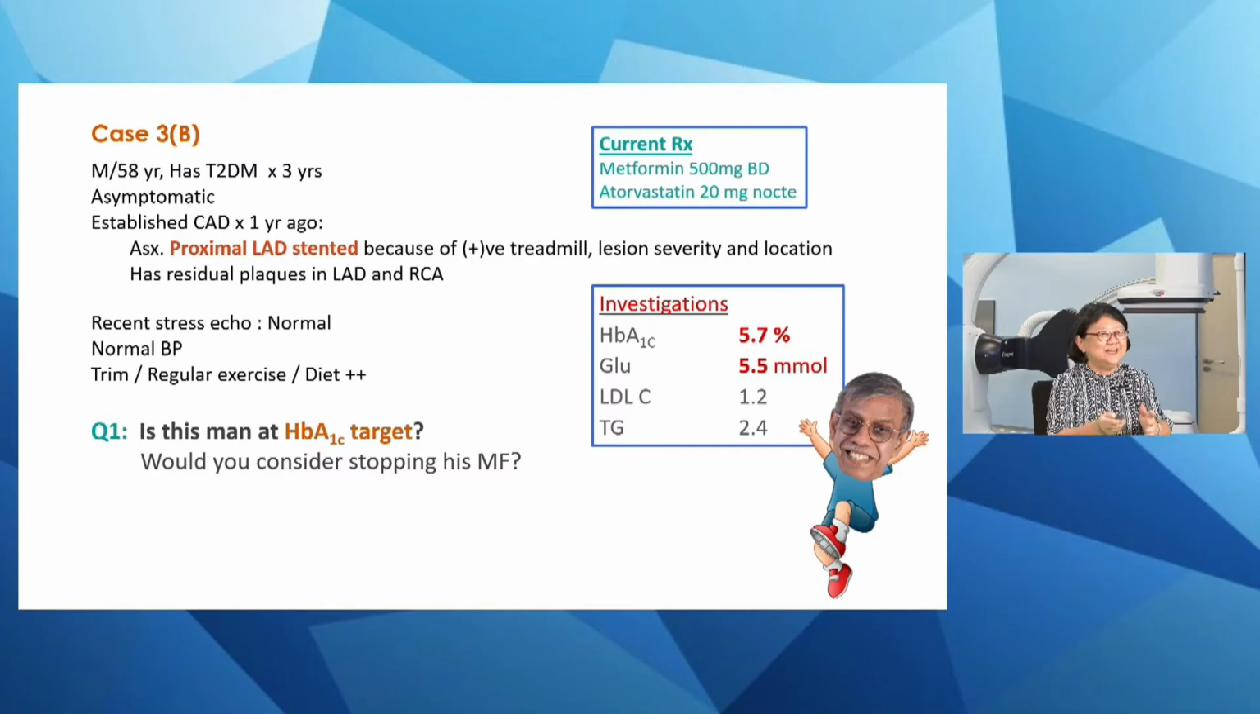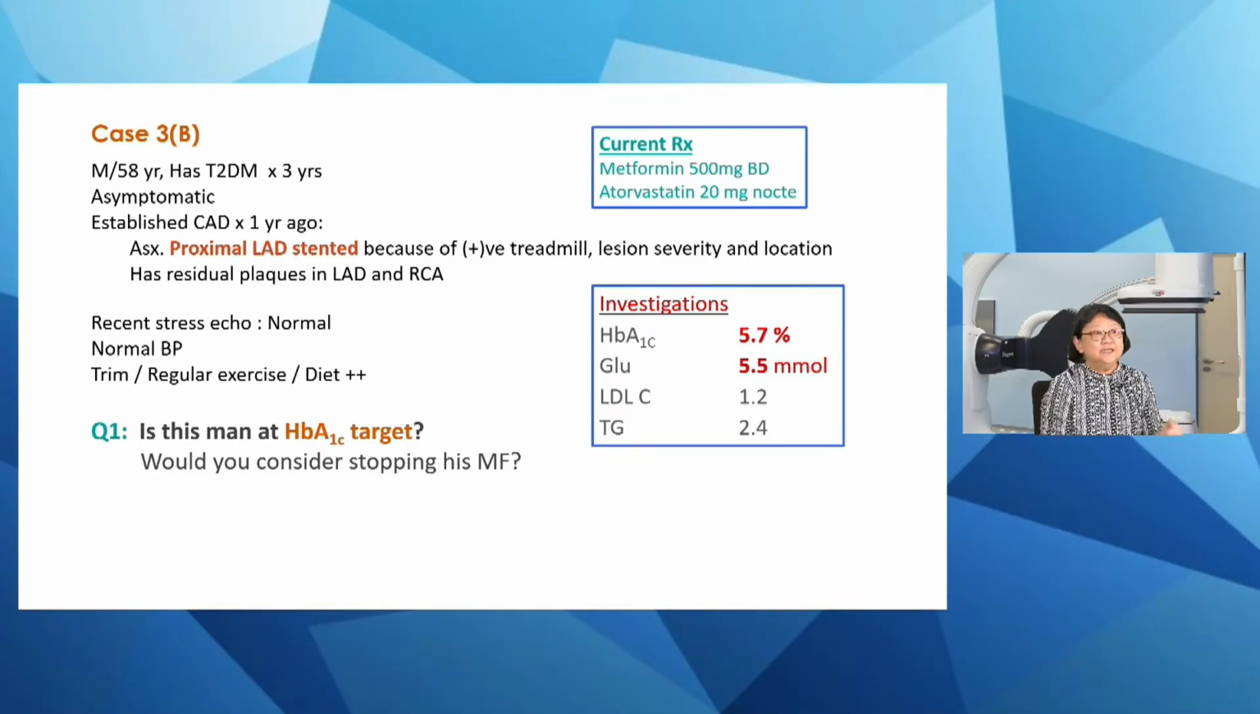our good friend, Dr. Kannan. This is his actual patient. It's not a made-up patient. This is actually what happened. He was stented, and then this patient went on this fantastic diet and lifestyle, and he looks like this now. This patient is at target already, right?